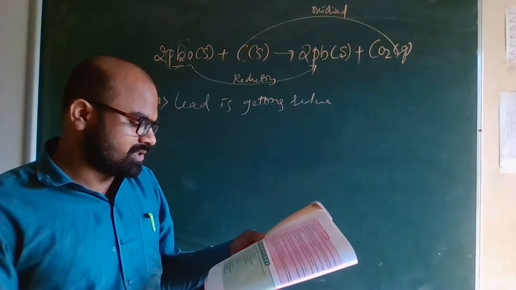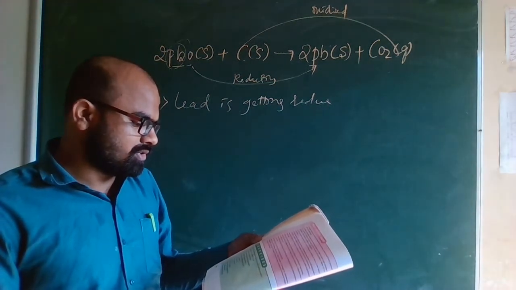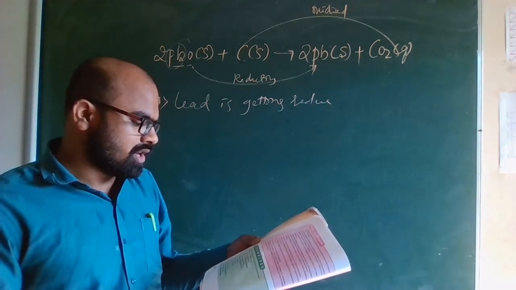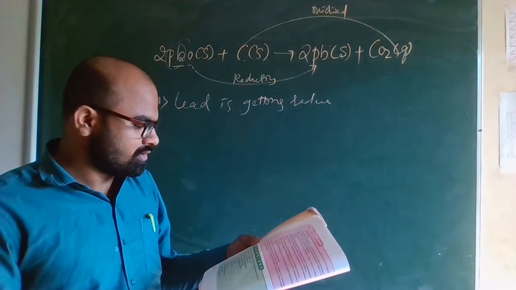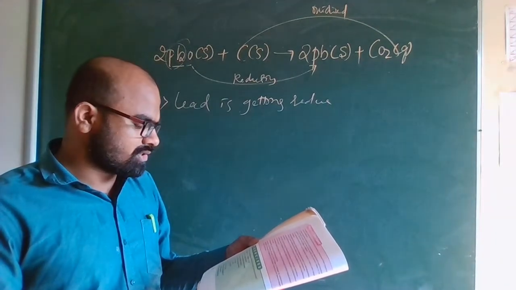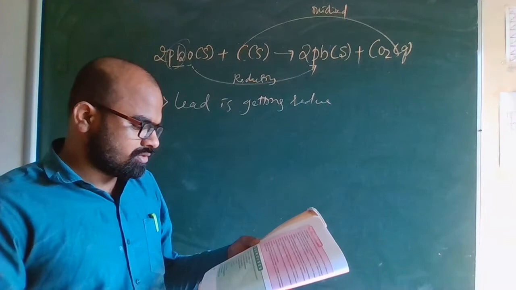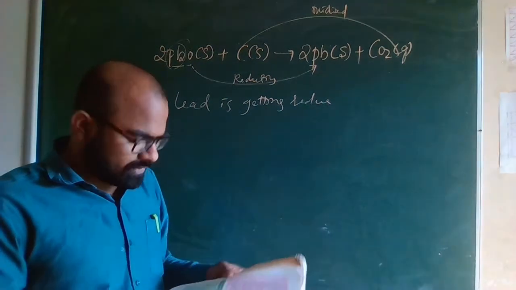So let me see here. They have given A and B. A and B is not correct. The option C and D itself is not there.